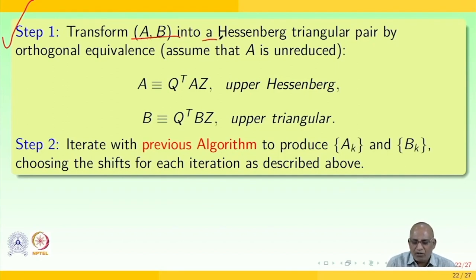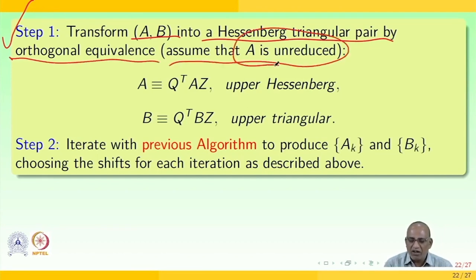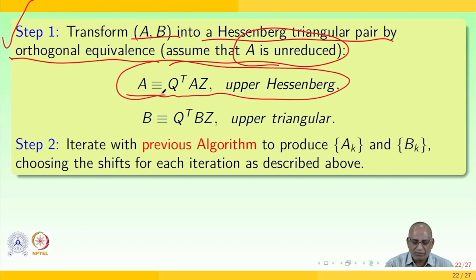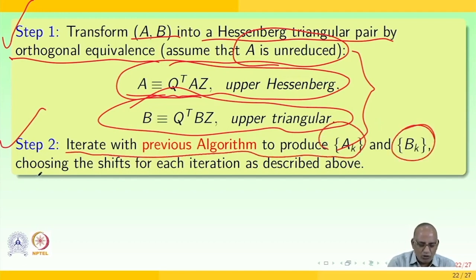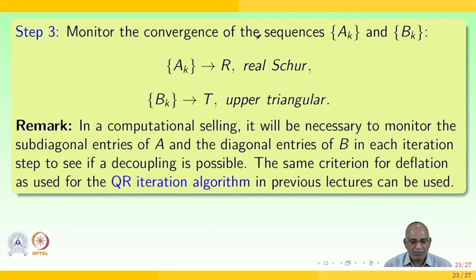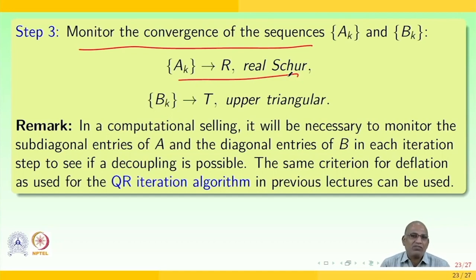Transform the matrix pair A, B into Hessenberg-triangular pair by orthogonal equivalence, assuming that A is unreduced. A is equal to Q transpose AZ, an upper Hessenberg matrix, and B is equal to Q transpose BZ, an upper triangular matrix. In step 2, iterate with the previous algorithm to produce A_k, B_k, choosing the shifts for each iteration as described in the previous step. Now in step 3, monitor the convergence of the sequence A_k and B_k, where A_k is the real Schur form, as we discussed in the previous lecture, and B_k will be an upper triangular matrix.